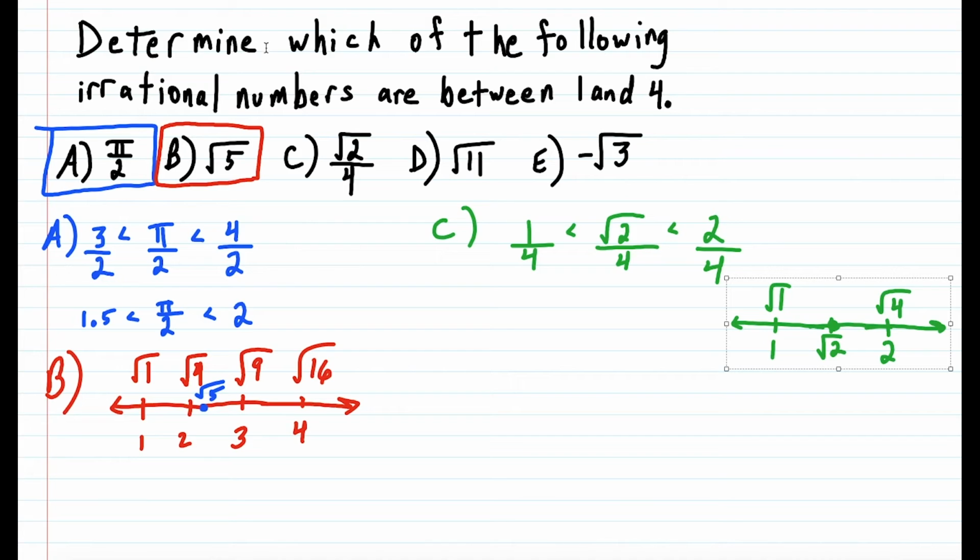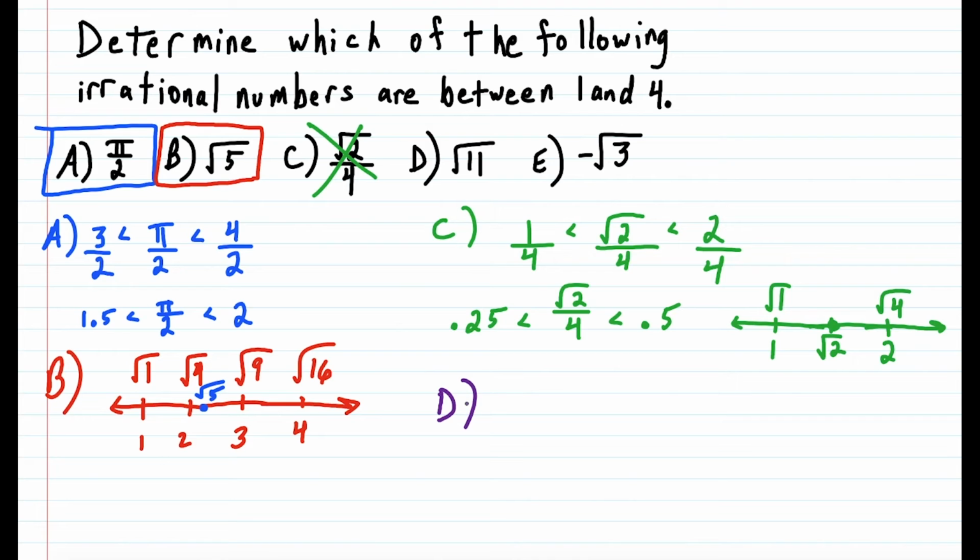Okay, so now if we simplify this inequality a bit, this is going to tell us 1/4 is 0.25, and that is less than square root of 2 over 4, and 2 over 4 reduces to 1/2, or 0.5. Well, we have to think about this now, because if square root of 2 over 4 is between 0.25 and 0.5, then this number cannot be between 1 and 4, because square root of 2 over 4 is less than 0.5, and 0.5 is less than 1. So there's no way that this number could be between 1 and 4. So we're going to cross this one off our list.